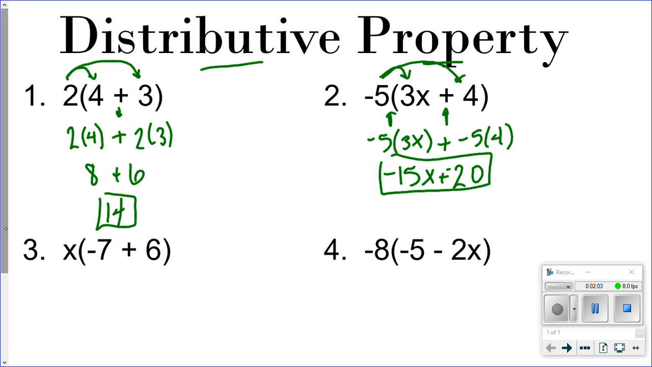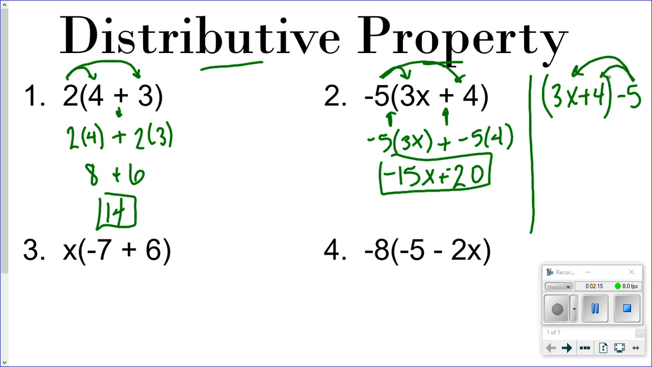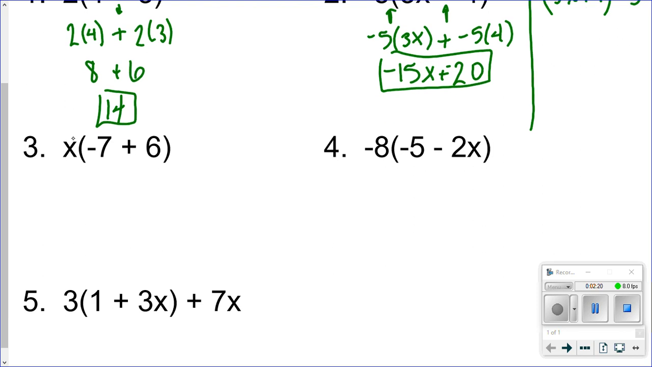Okay. One thing that you might see is something like this, where the number's on the back of the parentheses, which is okay. Just distribute it just like you just did. On this next one, you're going to distribute this x through to both terms here. So x times -7, and then plus, bring down your plus sign, x times 6, and then you're going to simplify. So you have -7x plus 6x.